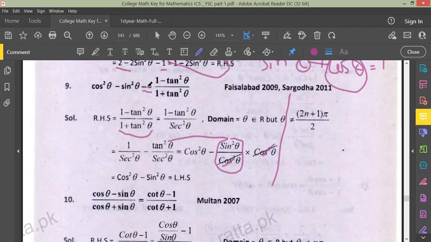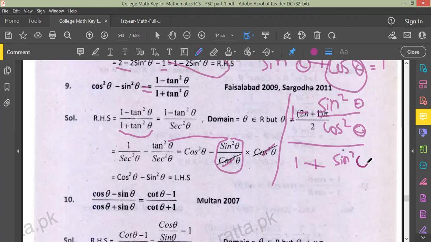Another procedure to solve this question can be applied if we take tan square theta as sine square theta over cos square theta. What does this mean? If we take the right hand side and write it as 1 minus sine square theta over cos square theta, and 1 plus sine square theta over cos square theta. So by solving this, our final answer will be equal to cos square theta minus sine square theta. If we take the LCM, the LCM will be cos square theta.